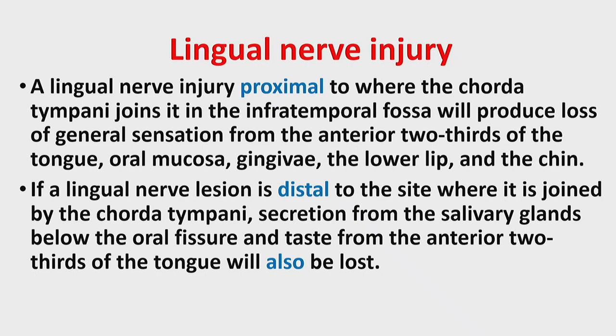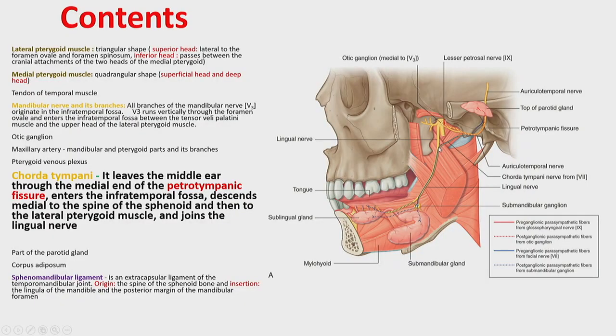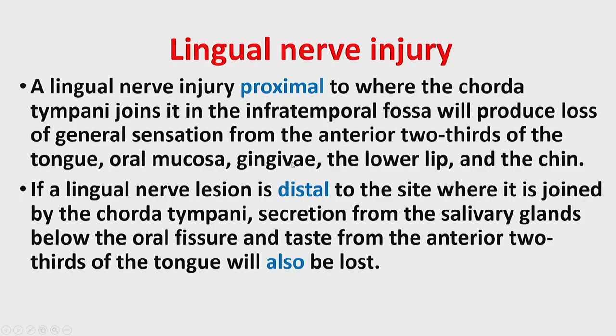So definitely the surgeon must pay attention to this nerve, because if this nerve is damaged proximally, where the chorda tympani is joining in the infratemporal fossa, in this case the patient is losing the general sensation of the anterior two-thirds of the tongue, oral mucosa, gingiva, and lower lip and chin.